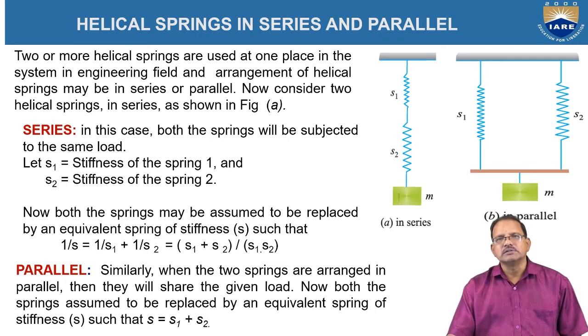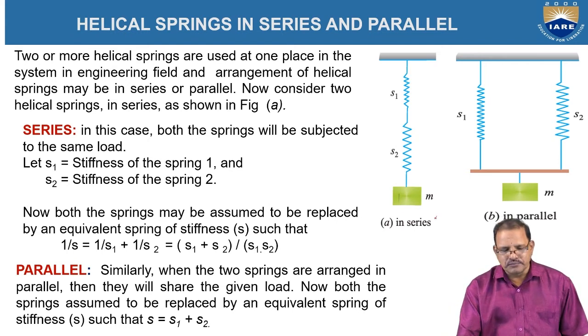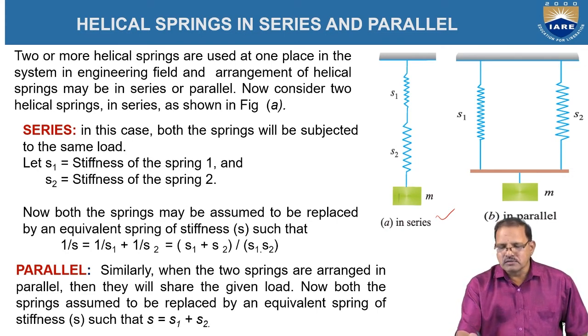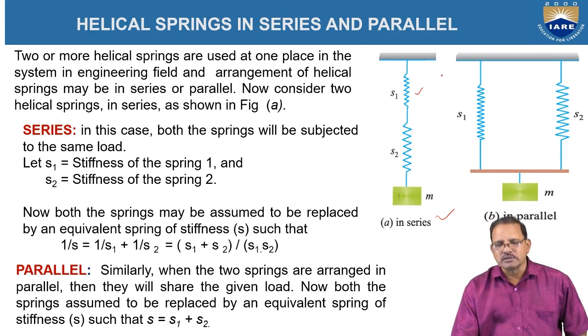Now consider the helical springs which are connected in series as shown in figure A. In this case, both the springs will be subjected to the same load, which is attached at the bottom position. In series, two helical springs are connected together and one spring is attached at the top. At the bottom, the other spring is attached with the mass. Let S1 represent the stiffness of the first spring and S2 the stiffness of spring 2.